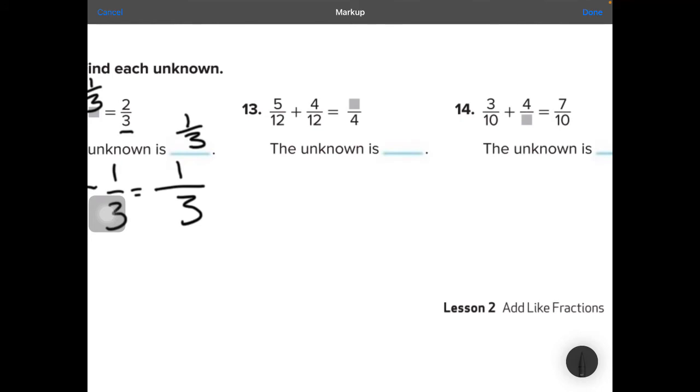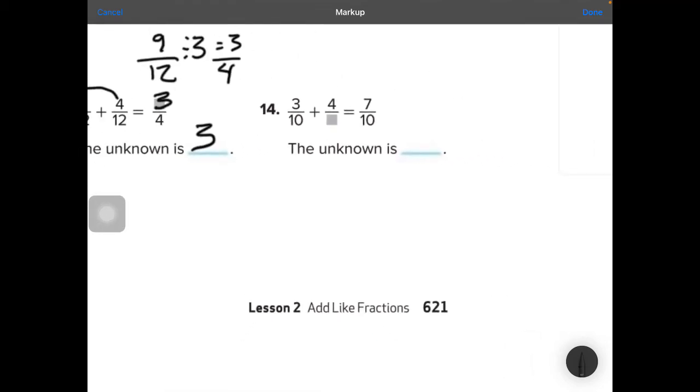Oh, and right here, they have simplified it. So we need to figure out what it is. So 12 will be the denominator. And then I know that 5 plus 4 is 9. But I can simplify that. I can divide them both by 3. 9 divided by 3 equals 3. And 12 divided by 3 equals 4. So my missing number is 3. Because that's what's going to go in that spot.